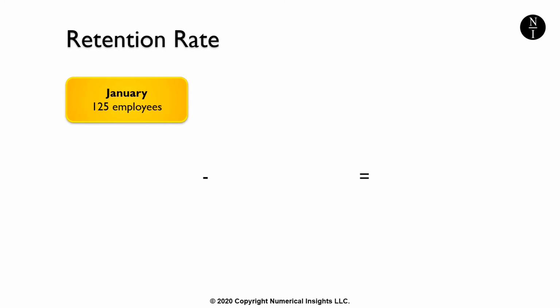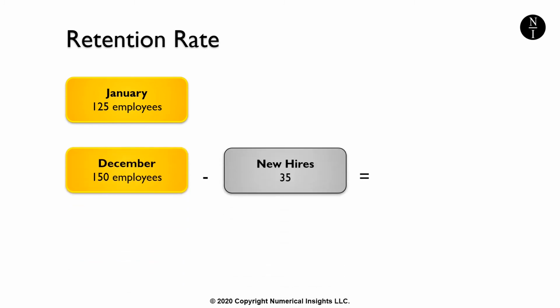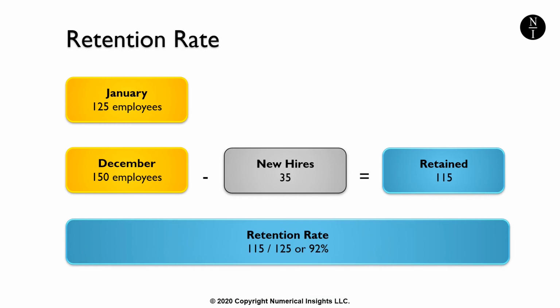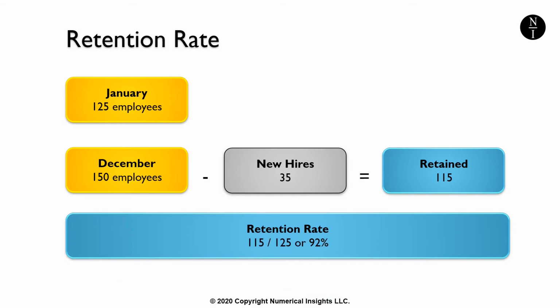For example, suppose we select a time period of 1 year and we have 125 employees at the start of the year. At the end of the year, we find that we have 150 employees, but 35 of those were hired during the year. We can determine the number of employees that are still with the company by calculating the number retained is equal to the number of employees at the end of the year minus the number of new hires during the year. We can then calculate the retention rate as, in this example, 115 divided by 125 times 100, or 92%.